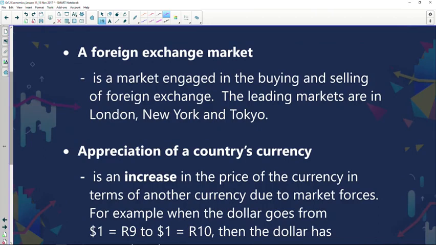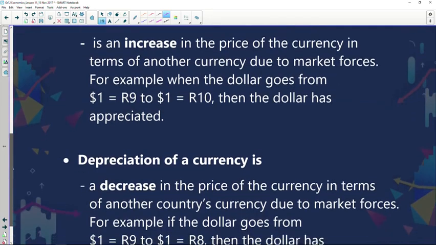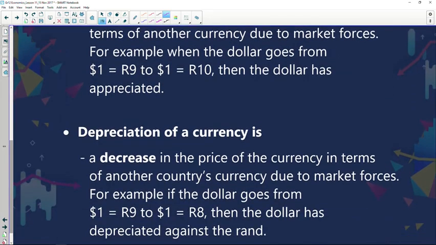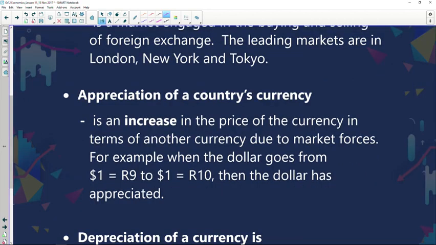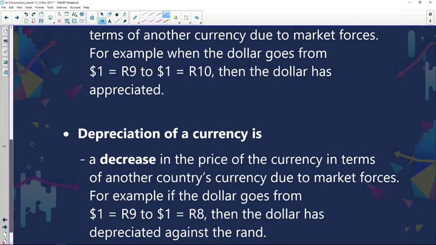Depreciation happens when there is a decrease in the price of the currency in terms of another country's currency due to market forces. For example, if the dollar goes from $1 to 9 Rand to $1 to 8 Rand, then the dollar has depreciated against the Rand. Those are the important concepts that we have covered in this lesson.